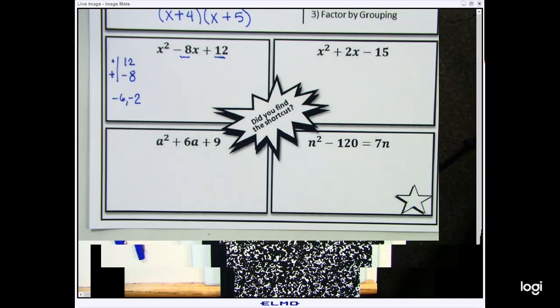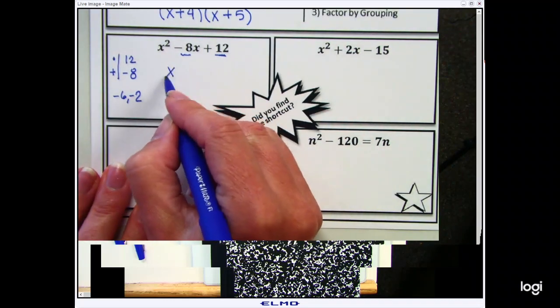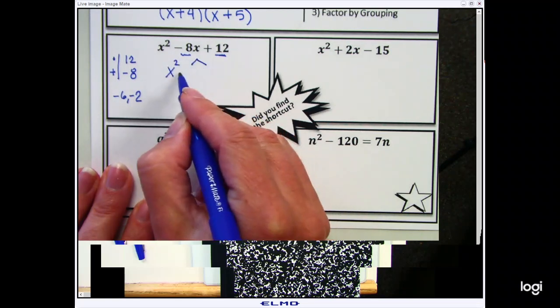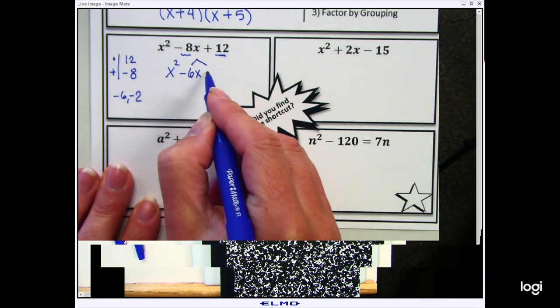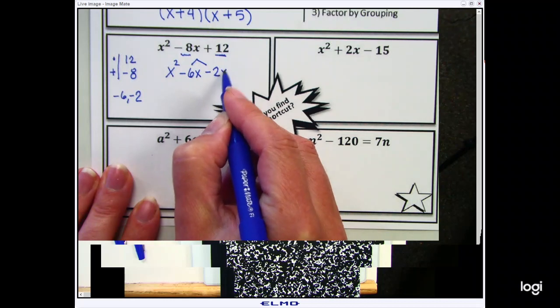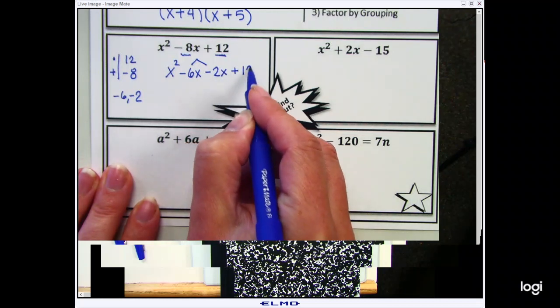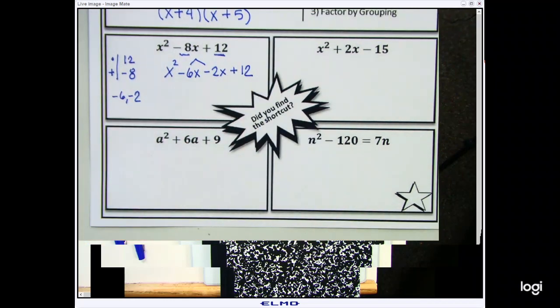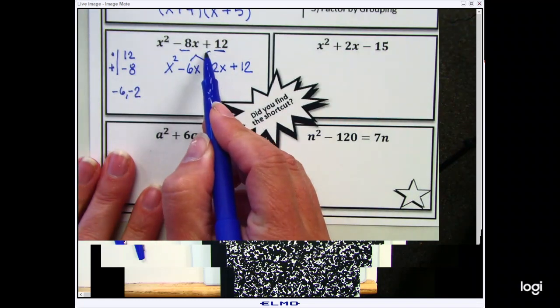What do I do with those two numbers? I rewrite. Good. X squared minus 6x minus 2x plus 12. We've got 4 terms, so that makes it really easy to split it down the middle, right? Now we can use factoring by grouping.